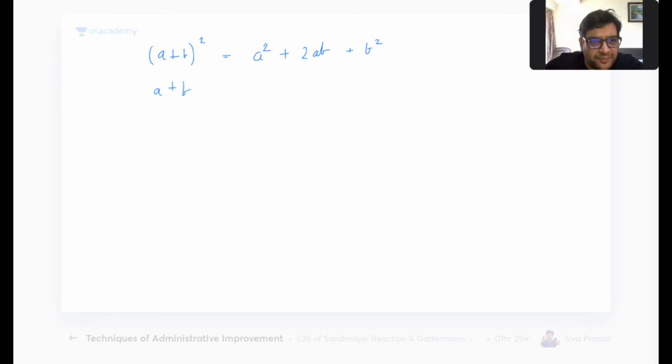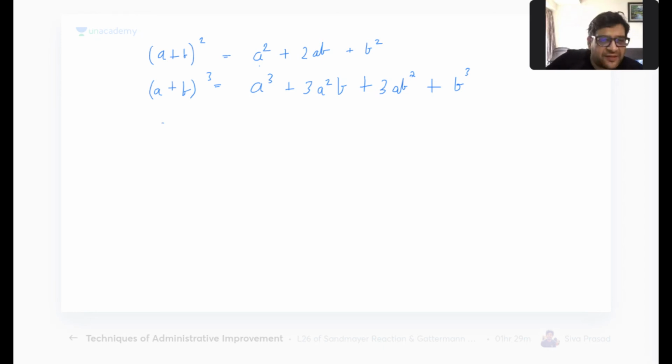What is the value of a plus b whole cube? Now, nearly everyone remembers this. Few people remember this. So this is a cube plus 3a square b plus 3ab square plus b cube.